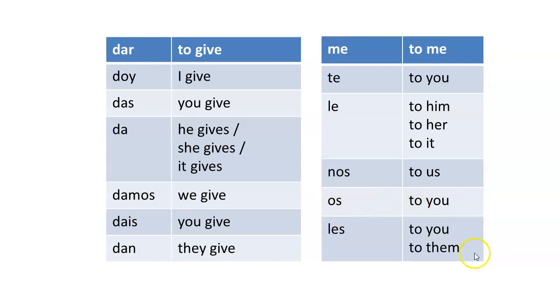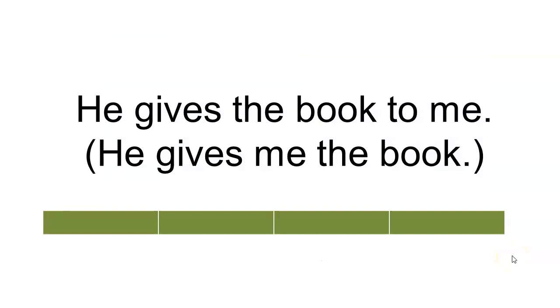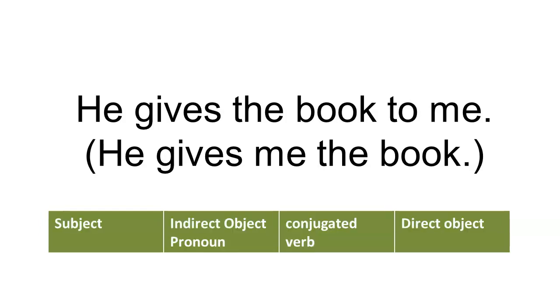Okay, so let's start looking at some examples in Spanish. He gives the book to me, or he gives me the book. So hopefully you've studied all this already, and this is just a little bit of review for you. If not, you can just follow along and you'll figure it out. Okay, so we want to say he gives the book to me, and note that in English we can also say he gives me the book. It's the exact same idea. So how would we say this in Spanish?